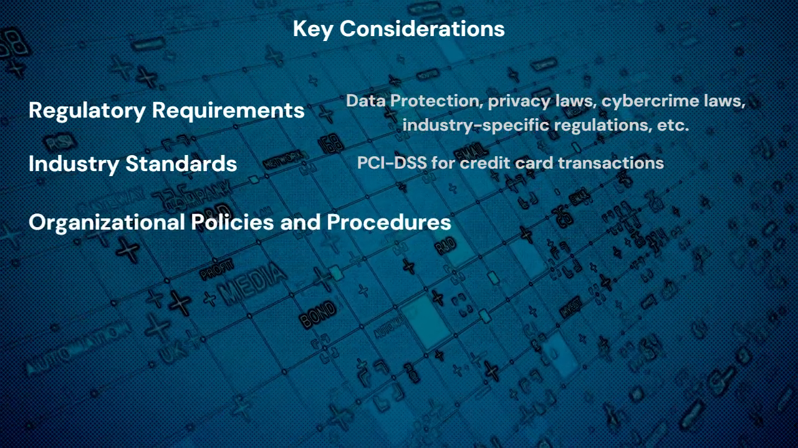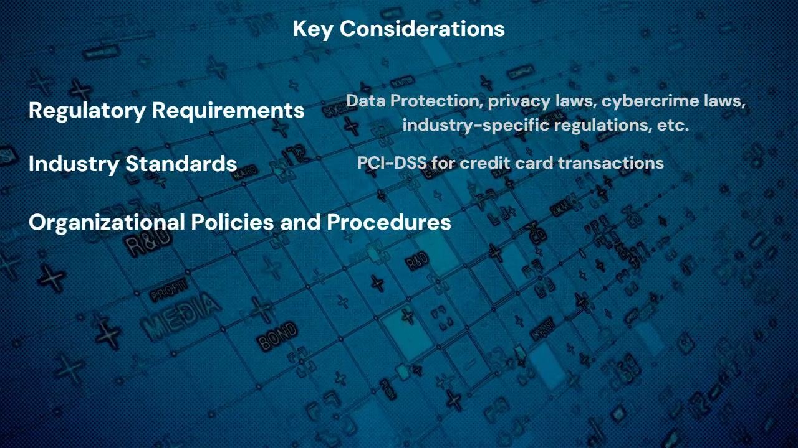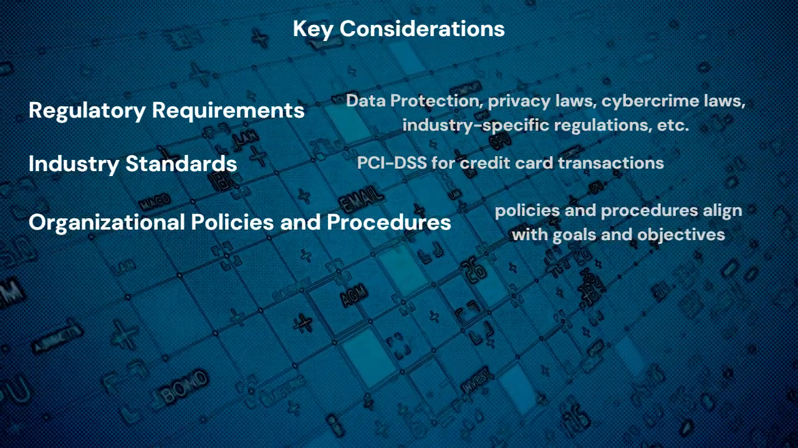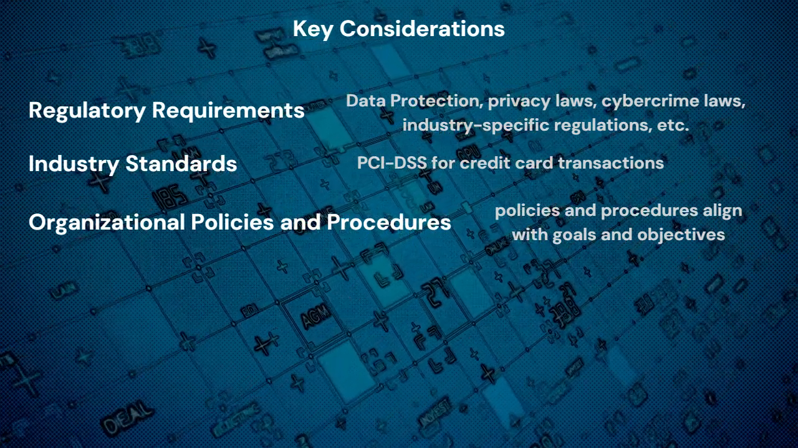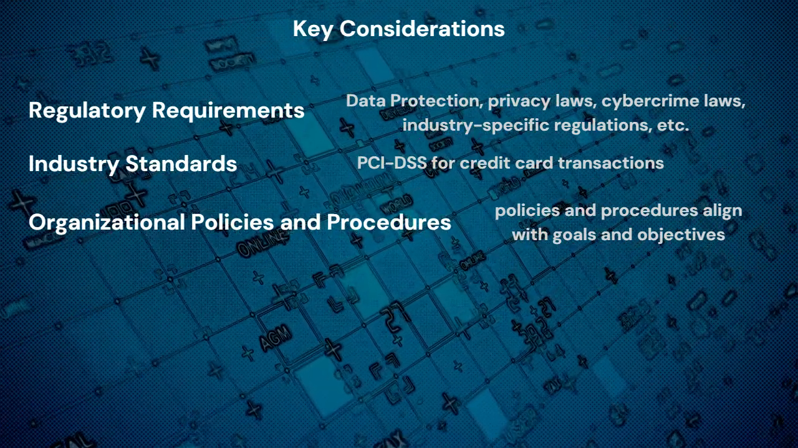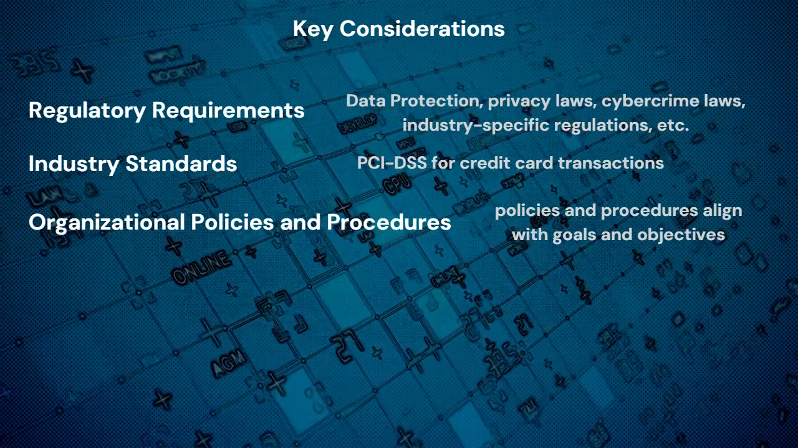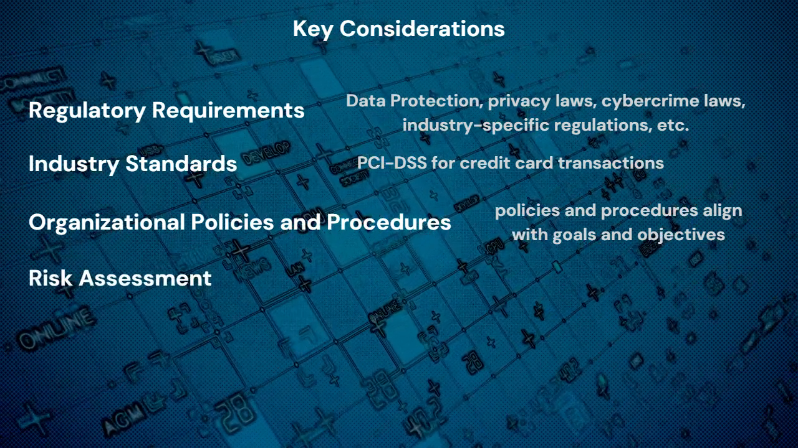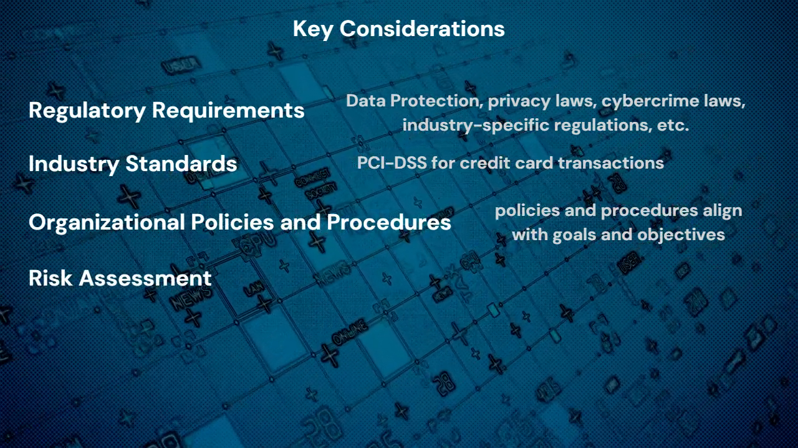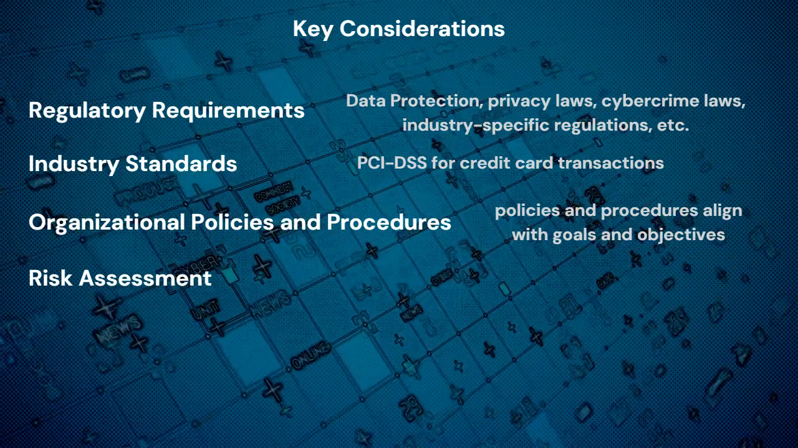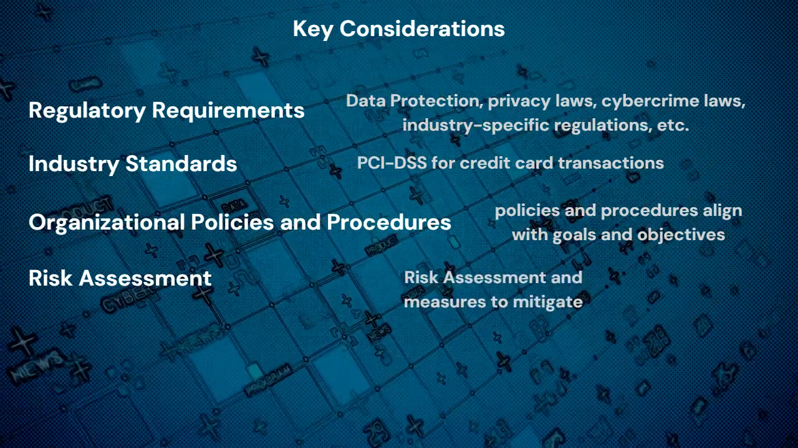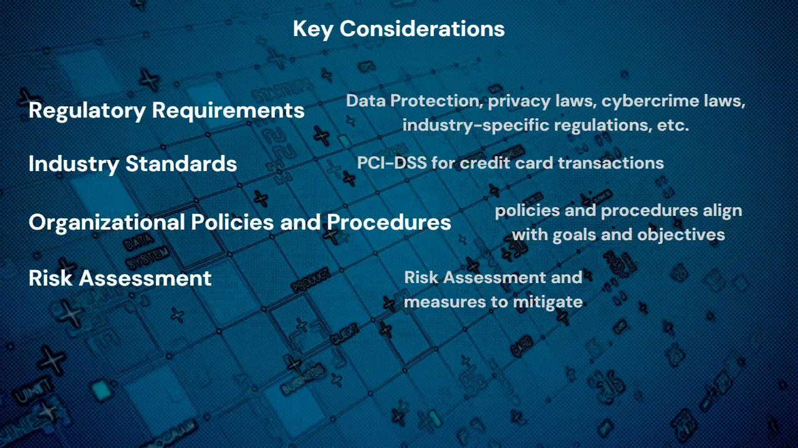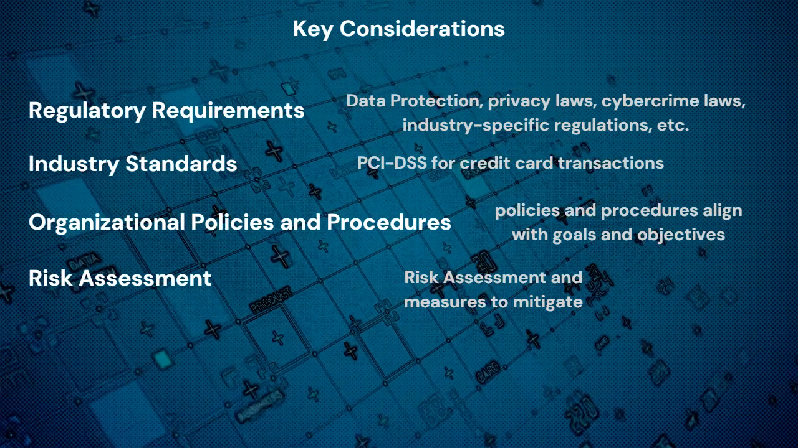Organizational policies and procedures. Organizations should establish policies and procedures for information security that align with their goals and objectives. These policies and procedures should include guidelines for access control, incident response, and data protection. Risk assessments. Organizations must regularly assess the risks to their information security and implement measures to mitigate those risks. This includes performing regular risk assessments, developing contingency plans, and testing security systems.